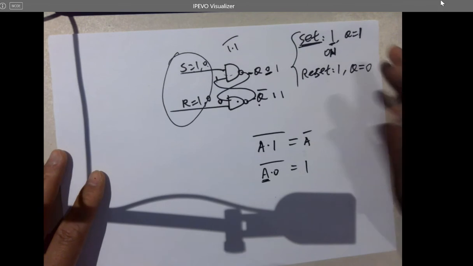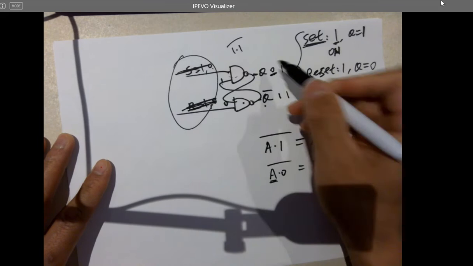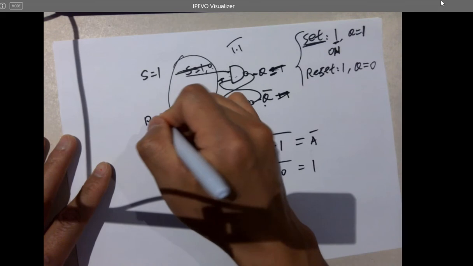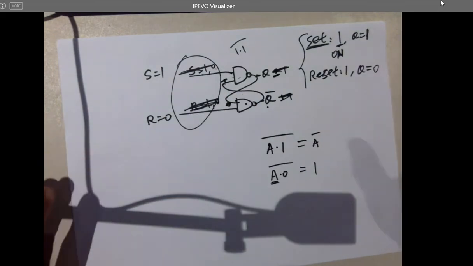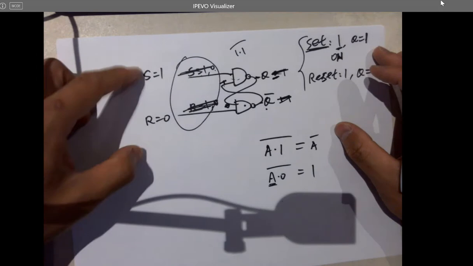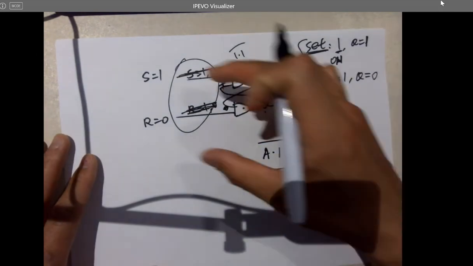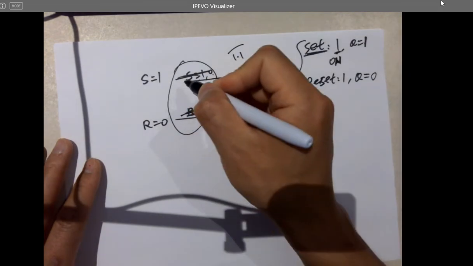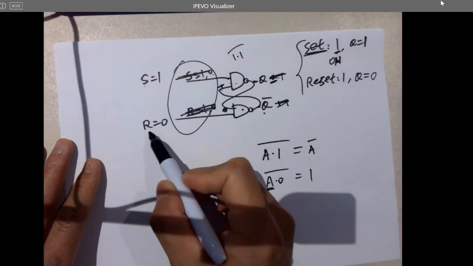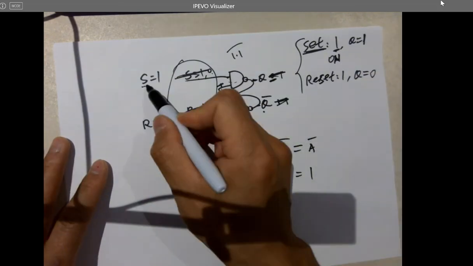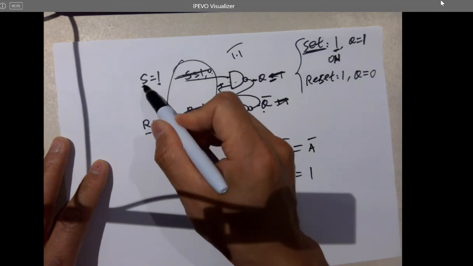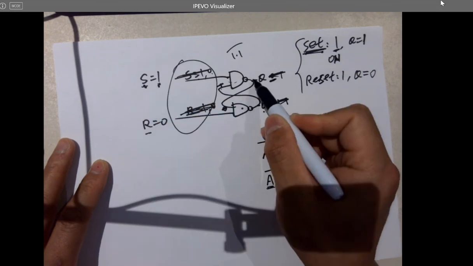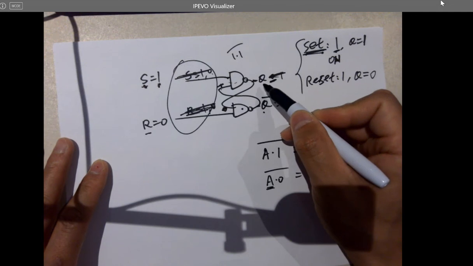It's not making sense. So now after that, let's look at other combinations of the inputs. For example, S equals 1, R equals 0. That's one of the valid inputs, right? I'm just giving you an example. What if this is S, this is R? See if that works. If I give 1 to S, and S is setting, I turn on the setting function, which means I'm trying to set it. And now let's see if this is being set.